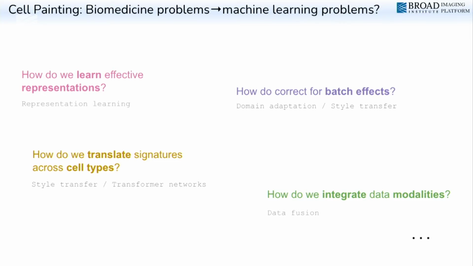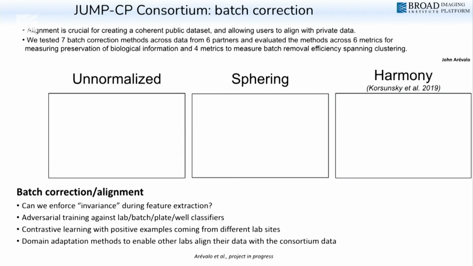We think this data set will be a catalyst for machine learning scientists to collaborate on an incredibly rich set of fundamental problems, right? Learning effective representation from images, figuring out how to correct for batch effects, translating signatures across cell types, integrating data modalities, and many more applications that I heard about today. I think this list is definitely incomplete in that sense, and I hope this will spur all this and much more that we talked about.